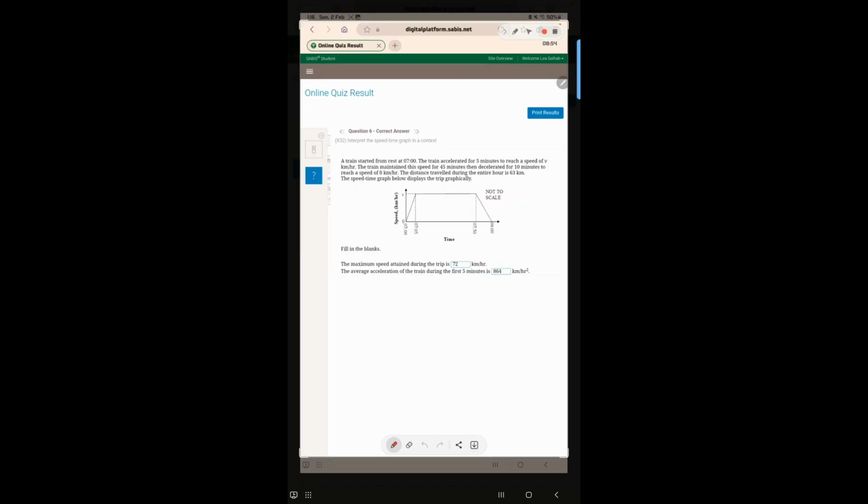Okay, here they tell you a train started from rest at 7. Write down your given. From 7 to 7:05, it accelerated for 5 minutes to reach a speed of v kilometers per hour. The train maintained this speed for 45 minutes. This is 5 minutes. This is 45 minutes. And then from 7:50 to 8, it decelerated for 10 minutes. They want you to find the maximum speed attained during the trip.